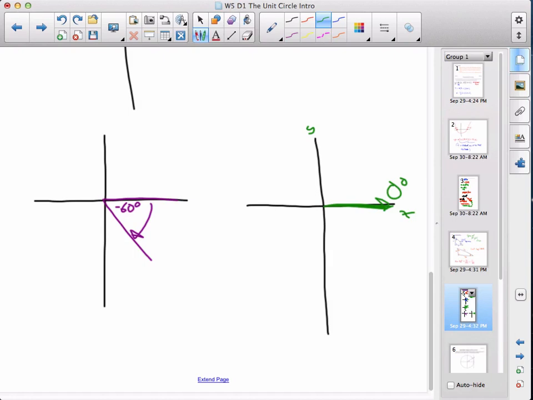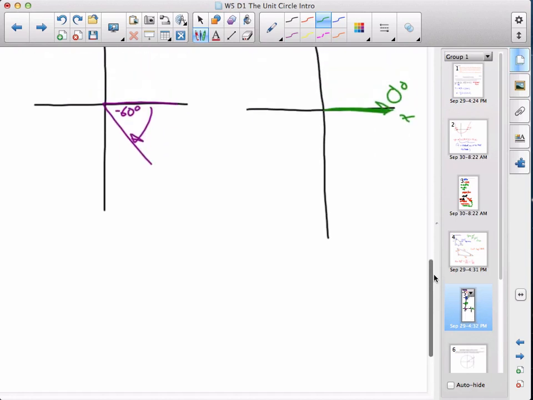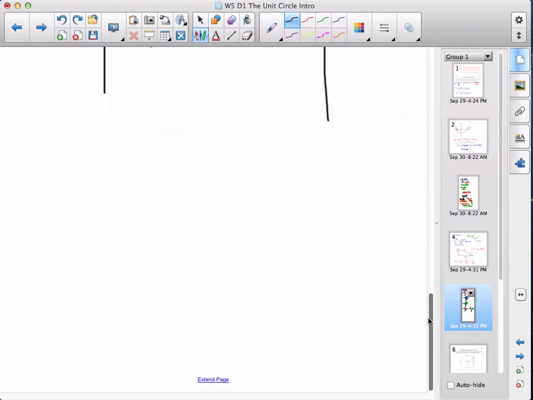So, I want you, on your own coordinate planes, to sketch the following angles. Okay, so you're going to make a bunch of different little coordinate Cartesian crosses. Okay, and you're going to write the following angles. Okay.